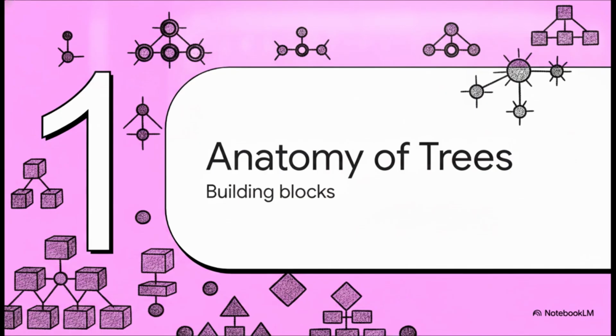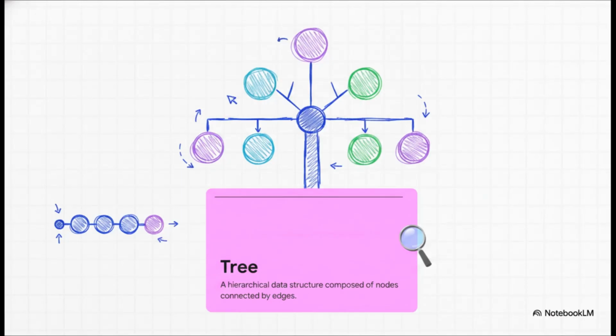Let's establish our foundational vocabulary. Basically, a tree is a hierarchical data structure composed of nodes that are connected by edges. The absolutely crucial point to grasp here is that, much like a linked list, a tree doesn't have a strict upper limit on the number of nodes. Because these nodes are dynamically linked using memory pointers, rather than being packed into a fixed rigid array, a tree can grow as large as your computer's memory allows.